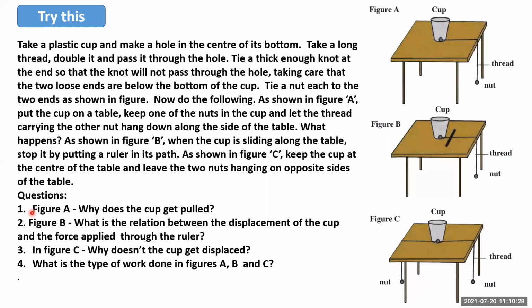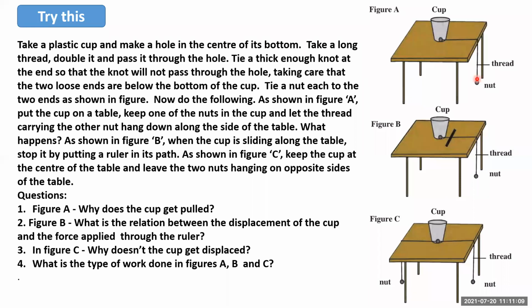Figure A: why does the cup get pulled? In the first figure, the cup gets pulled. What is the reason behind it? The nut is heavy and gravity is pulling it downward, and the cup's area is more and the friction is less between the cup and the table. So through the thread, the plastic cup will slide towards the nut.